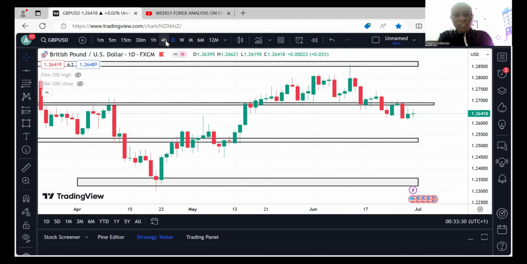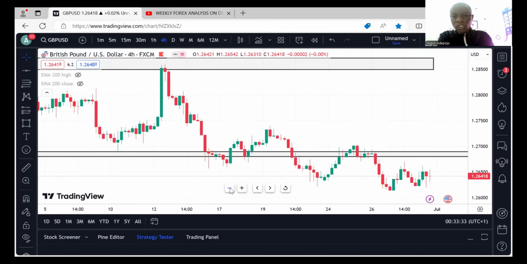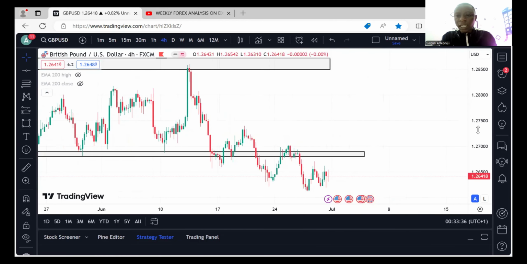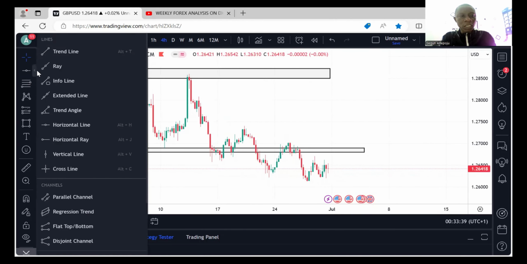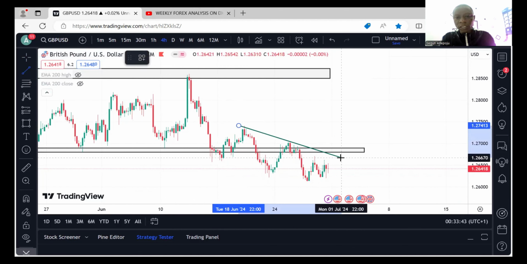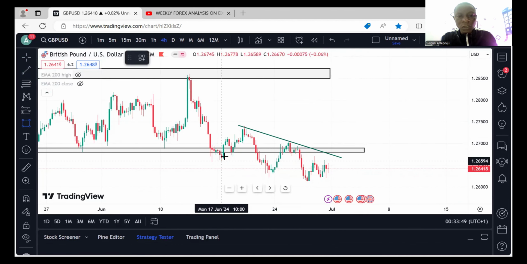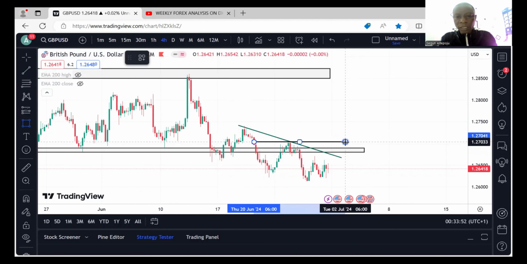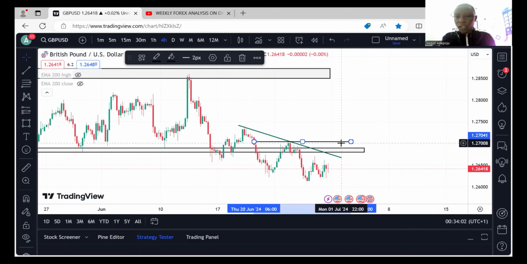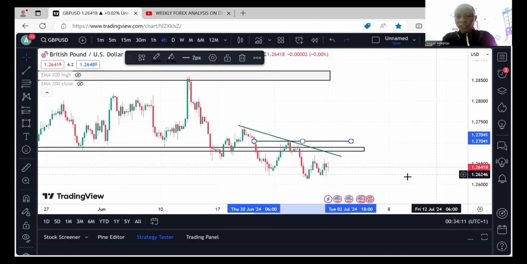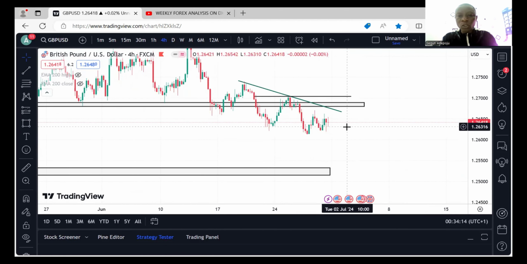But let's go to the 4 hours, the final stage. What can we do at the final stage? At the final stage, you can identify the downtrend. Before I look for a buy opportunity, I have to wait for the market to break this minor resistance, which is 1.2700. If it breaks above 1.2700, then I'm going to look for an opportunity to buy.